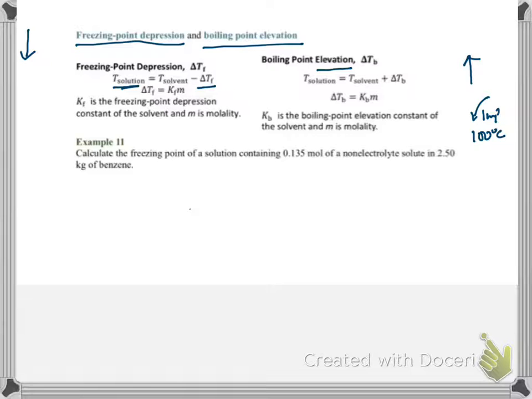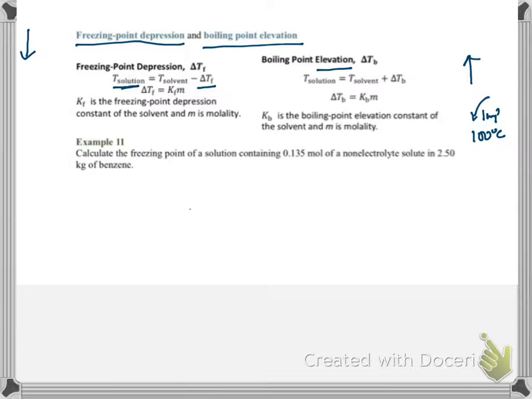Similarly, for boiling point, you have T solution equals T solvent plus delta TB, and delta TB is Kb times m. This Kf and Kb are constants, and the values will be given to you. So let's look at this example.